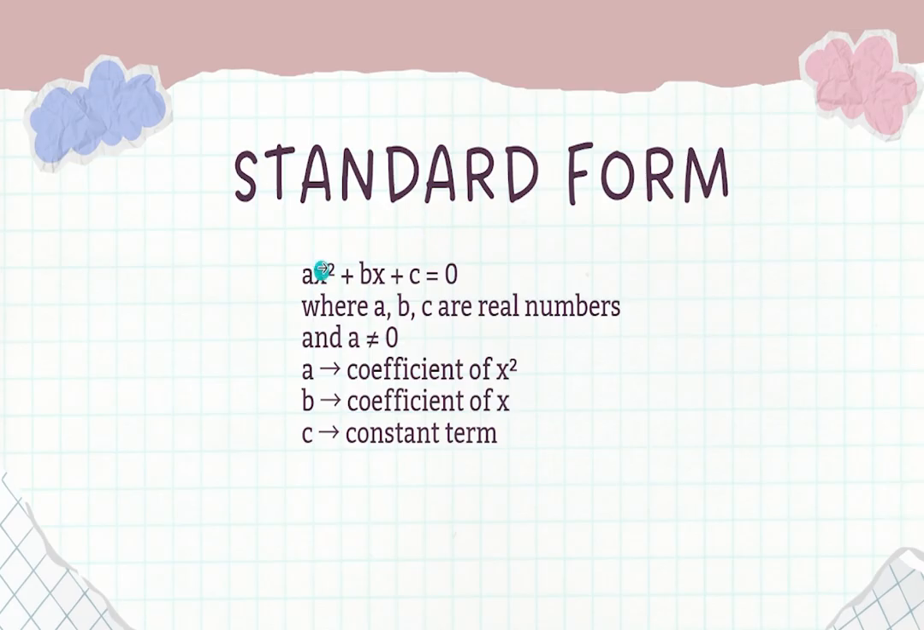And this is the standard form. This is the equation for the standard form: ax square plus bx plus c is equal to 0. Here a, b and c are real numbers and a cannot be 0. I'll explain why a cannot be 0. For now, a is the coefficient of x square, b is the coefficient of x, and c is the constant term. Here, the last number, as you can see. Okay.